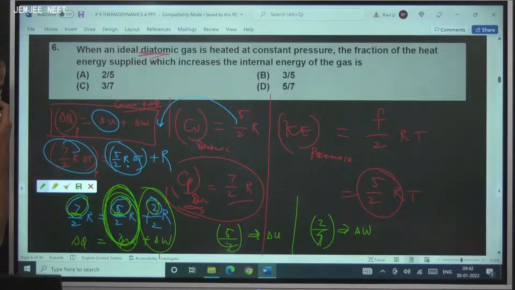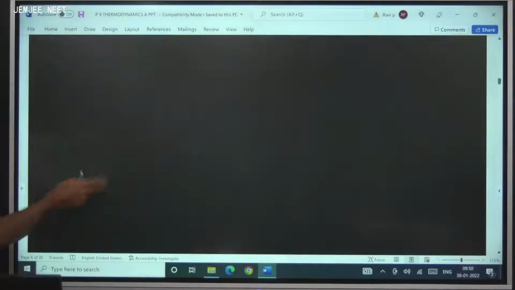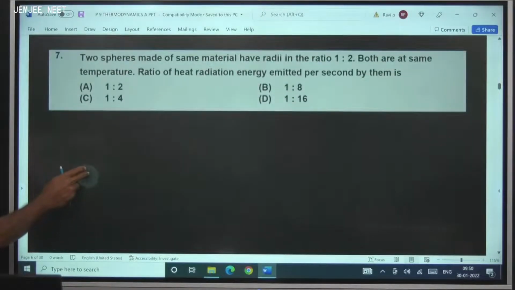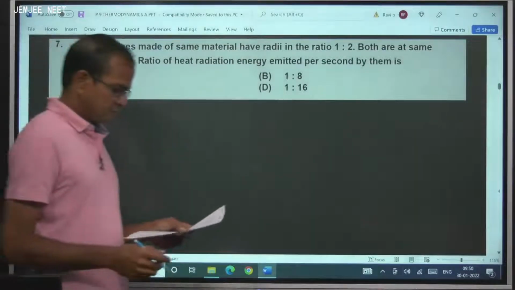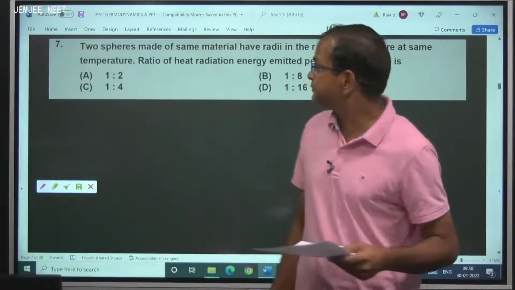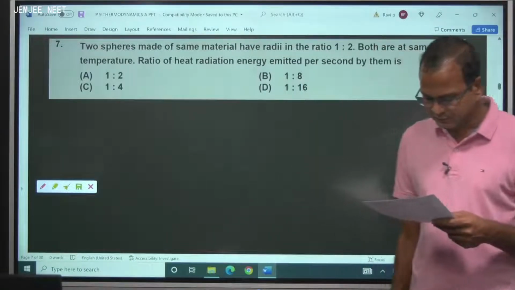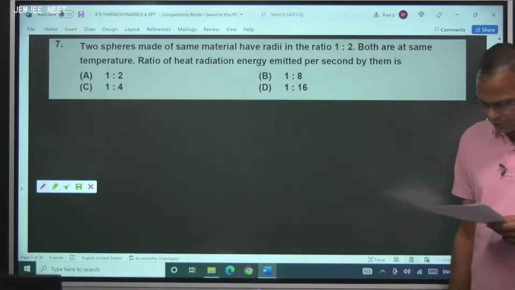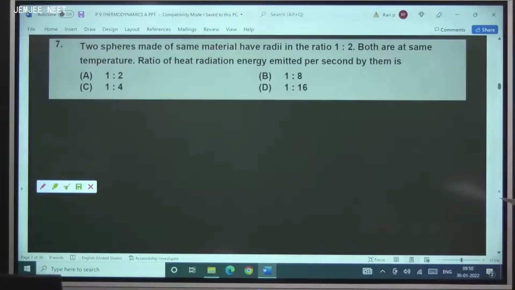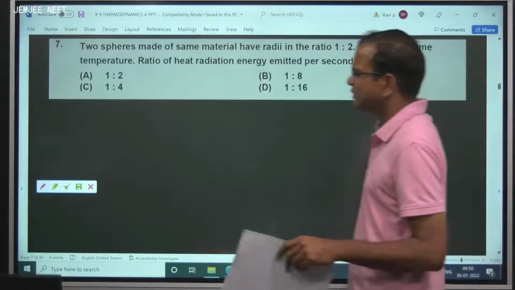Shall I go ahead? Yes, sir. Question number 7. Two spheres made of same material have radii in the ratio 1:2. Both are at the same temperature. The heat of radiation emitted per second by them. ரொம்ப simple.